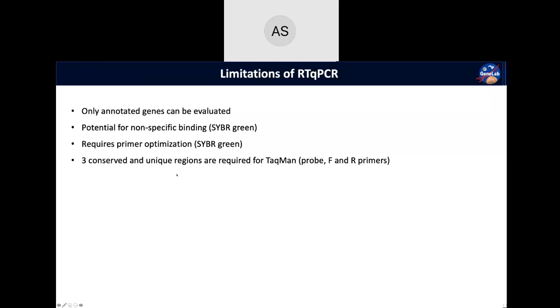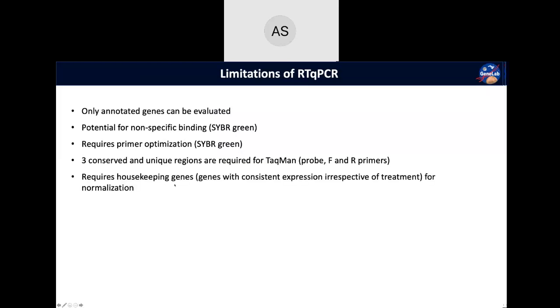Another caveat of the TaqMan probe is, in addition to knowing regions that flank the area of interest and making sure that they're conserved for that gene all the time, and also that they're unique, you also have to find a third unique region that's in between the two flanking regions. As I mentioned briefly at the end of the last slide, this does require housekeeping genes, so genes with consistent expression, irrespective of treatment, in order to be able to properly normalize and account for different types of technical variation.